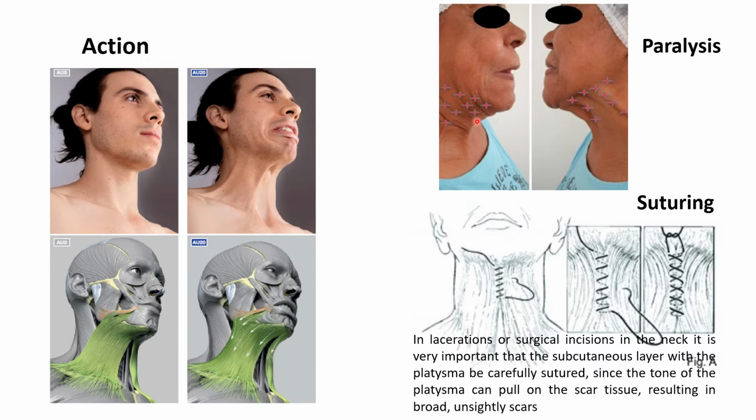The paralysis causes the muscle to sag, the skin to sag over here, and whenever this muscle is incised for whatever reason, it is important that it is sutured, because otherwise in lacerations the wounds tend to gape. Also, one more thing, kindly note that the lower part of the anterior triangle is not covered by the platysma, but the posterior triangle is completely covered by the platysma muscle.